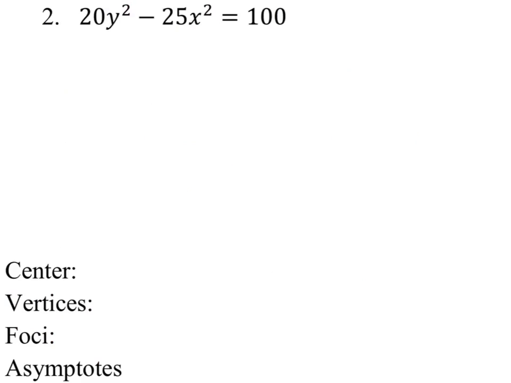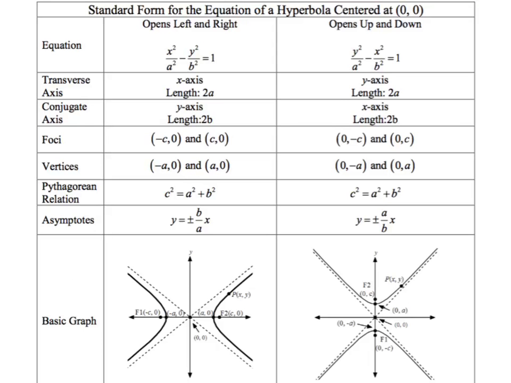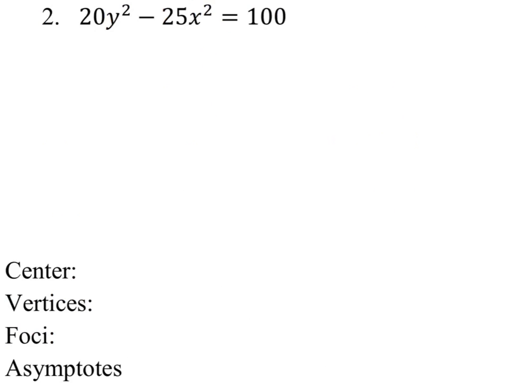First example is going to be number 2. You're supposed to be getting the center, the vertices, the foci, and then the equations of the asymptotes. Hopefully you have your notes handy because they help you. I'm going to be referring to a lot of these things as I go through this process. So first things first, it needs to equal 1. So we're going to divide everything by 100.